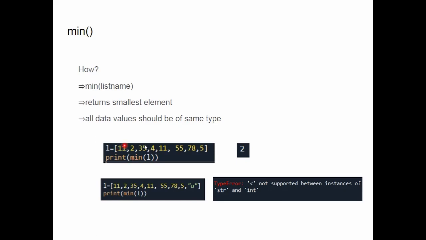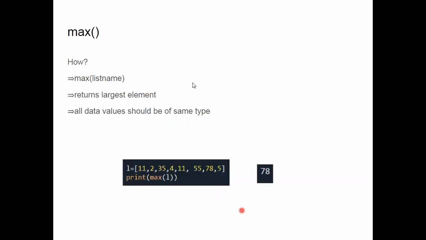So the elements of the list should be of the same data type. We want to find the minimum. So here, if the list is there and I want to find the minimum of this list, the answer will be 2. And if we have a combination of characters and integer numbers, it is going to generate a message.